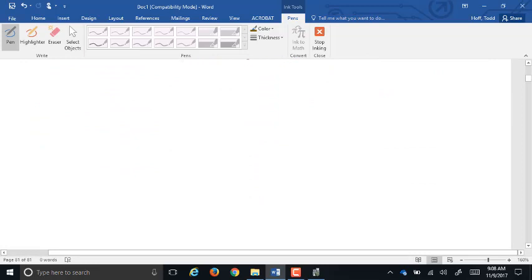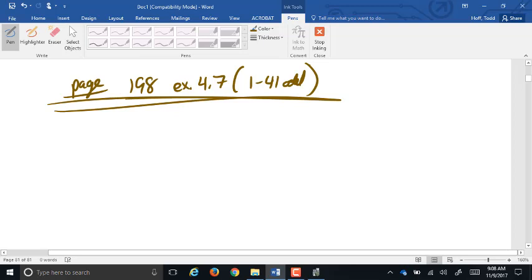We're not going to talk too much about production. In your book, on page 198, is exercise 4.7, 1 through 41, the odds. Deal with errors and allowances and tolerances.